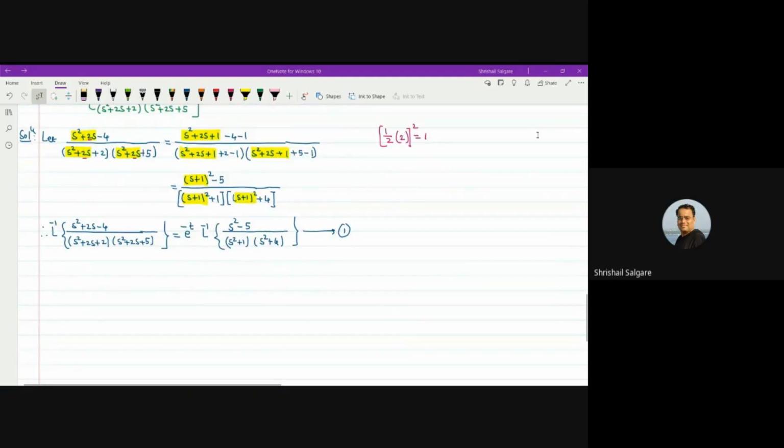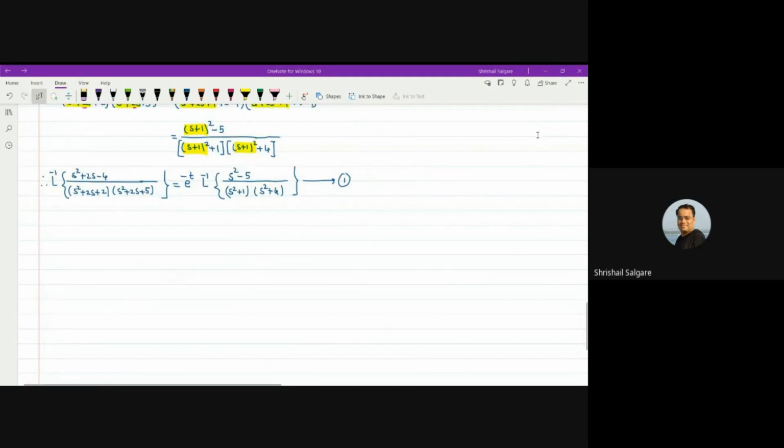Now for the second part, I will use the partial fraction method. s square minus 5 divided by s square plus 1 and s square plus 4, by partial fraction method. Again, it is not possible to split these as linear factors. I have to take them separately. One factor is s square plus 1 plus the second factor is s square plus 4. So what numerator should I write here?